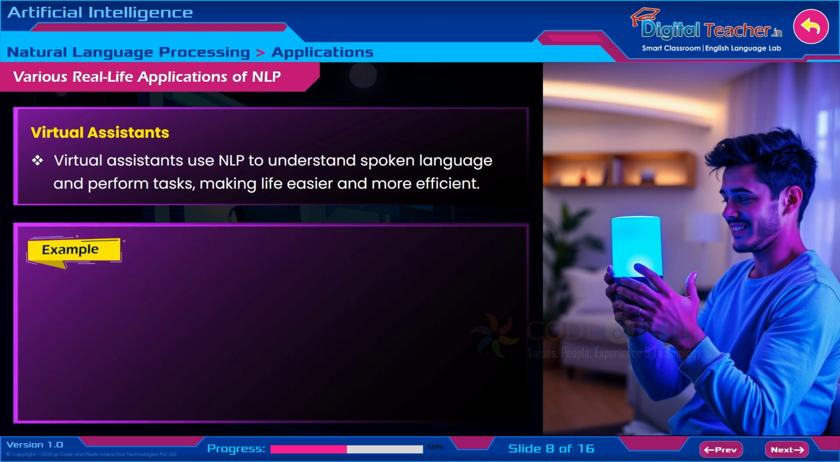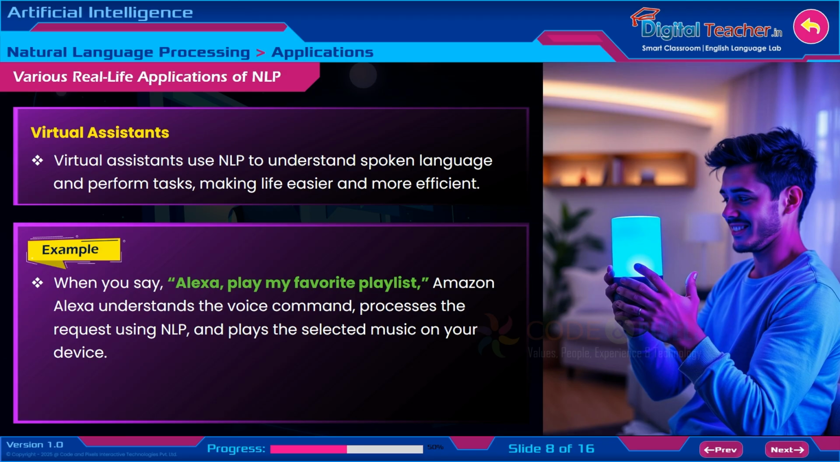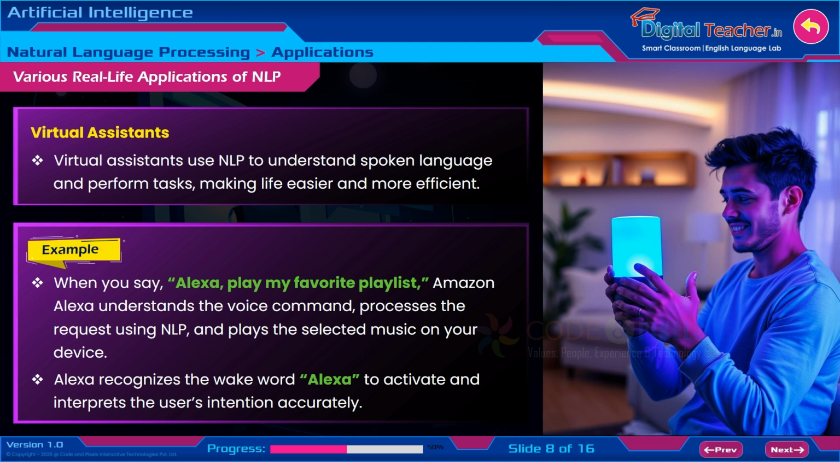Example. When you say, "Alexa, play my favorite playlist," Amazon Alexa understands the voice command, processes the request using NLP, and plays the selected music on your device. Alexa recognizes the wake word, Alexa, to activate, and interprets the user's intention accurately.